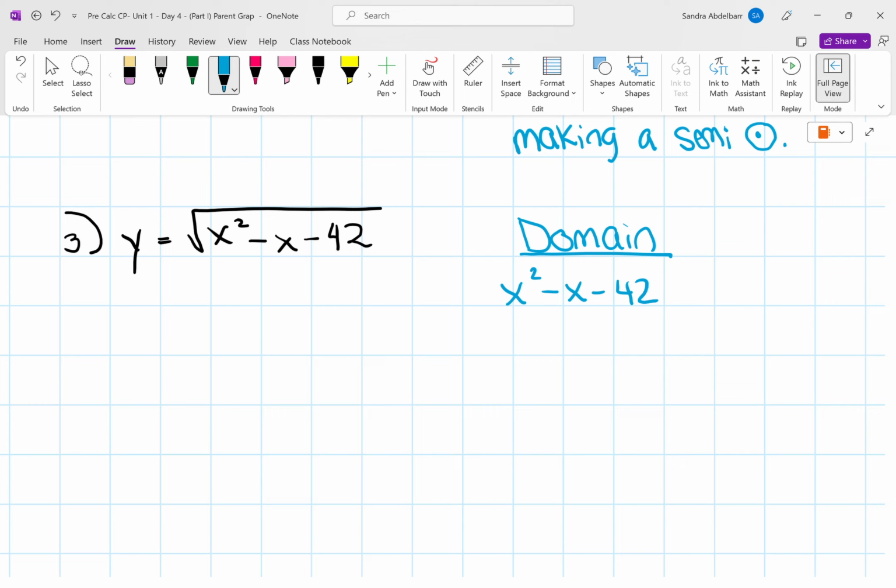So you're factoring it, but I need to finish the top part of this. What is x squared minus x minus 42? Does it have to equal 0? Does it have to be less than 0? Can it be greater than 0? We're trying to find the domain. It's greater than or equal to 0. Why is it greater than or equal to 0?